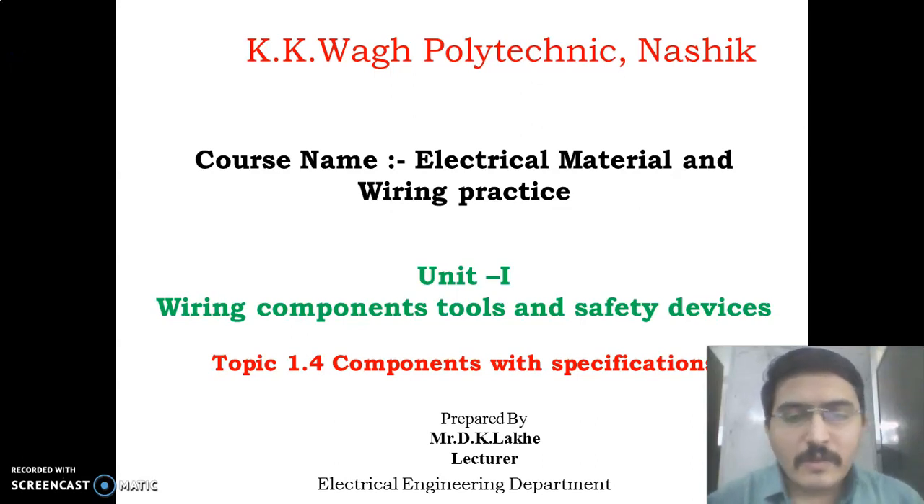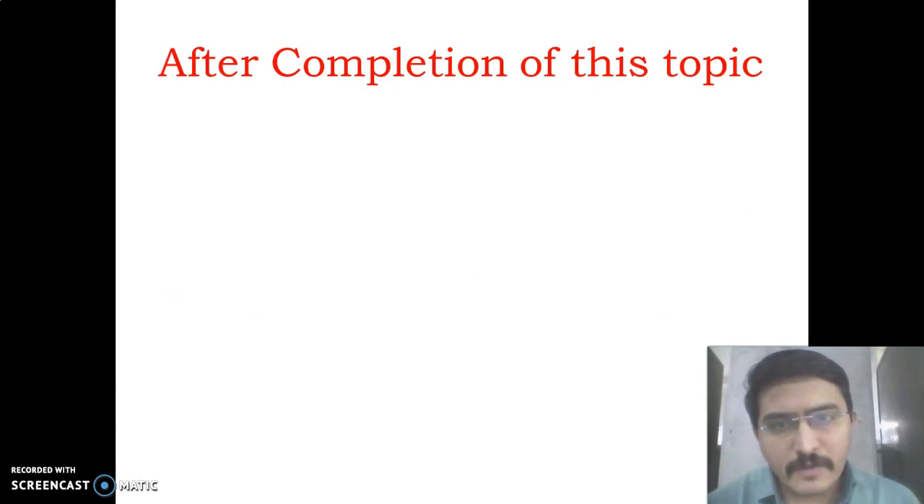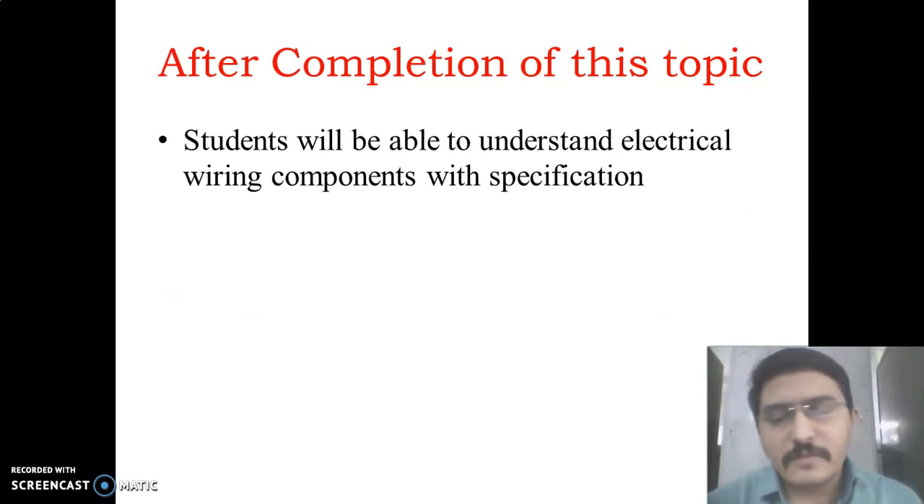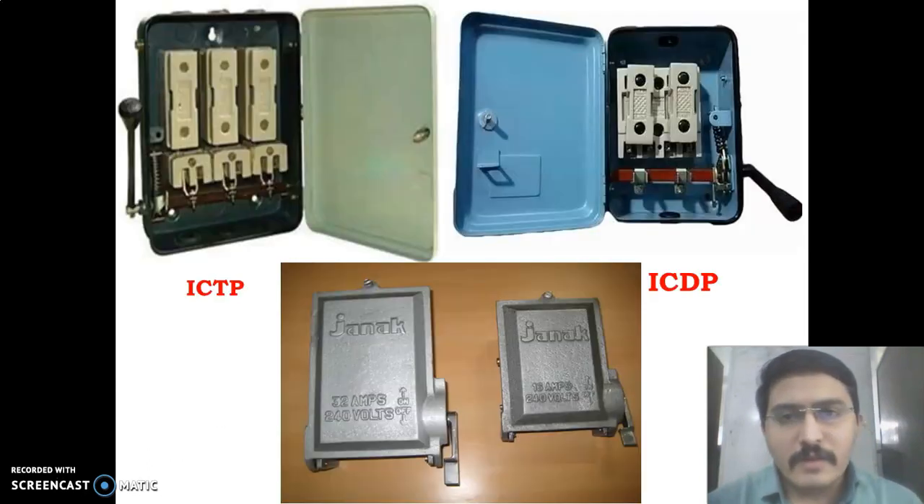In this video, we are going to understand the components with specifications which are used from the wiring point of view. After completion of this topic, all students will be able to understand the electrical wiring components with their specification. Then we'll see the list of components used: the ironclad switches, distribution board, switches, plugs, sockets, MCBs, ELCBs, RCBs, holders, wires and cables. So we'll see one by one in detail.